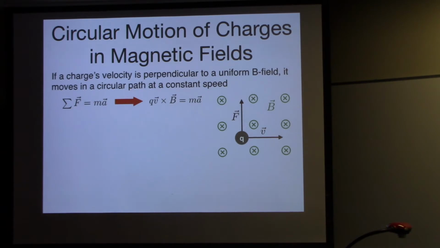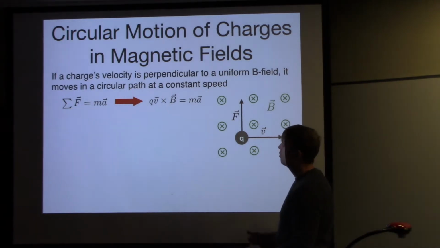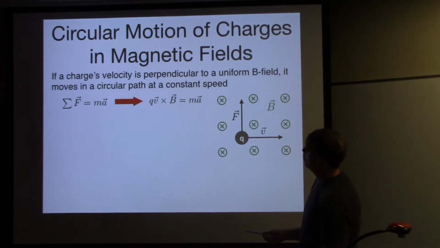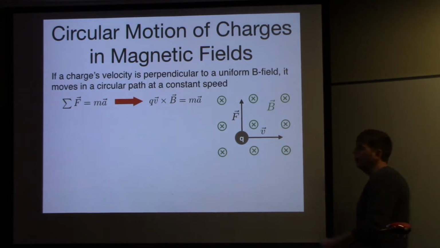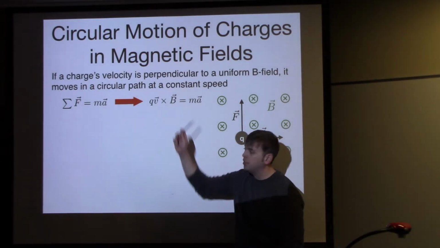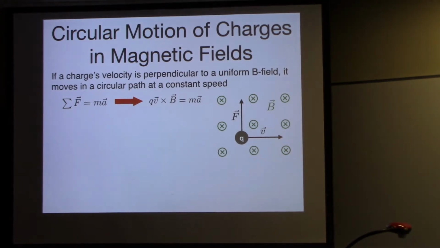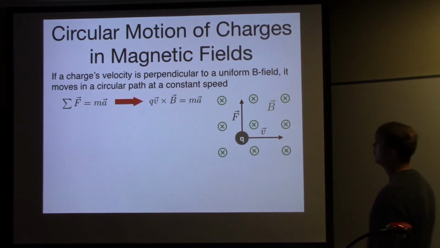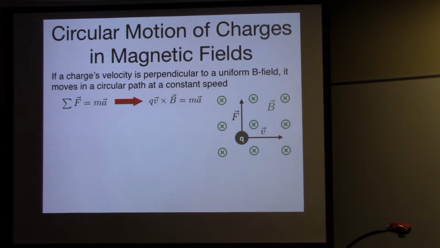And now, let's try to say something a little bit more quantitative about this, and we'll start with Newton's second law. The net force acting on this charge is equal to its mass times its acceleration. So for the force, we're going to assume that the only force that's present is the magnetic force, QV cross B. So we're going to ignore gravity or anything else that may be happening. Let's just say the only thing happening is there is a magnetic force, QV cross B. That equals MA.